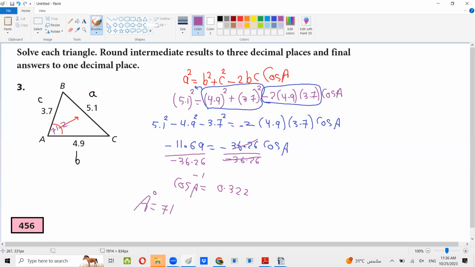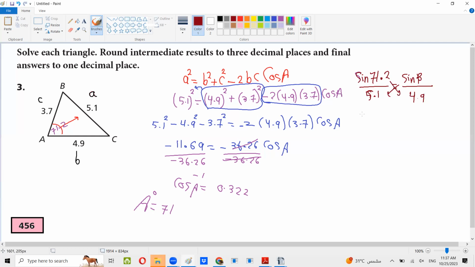Forget the cosine. Go back to sine, because I have a reference now. I have an angle and a side. Sine 71.2 over 5.1 is equal to, I will find sine B, for example, sine B over 4.9.